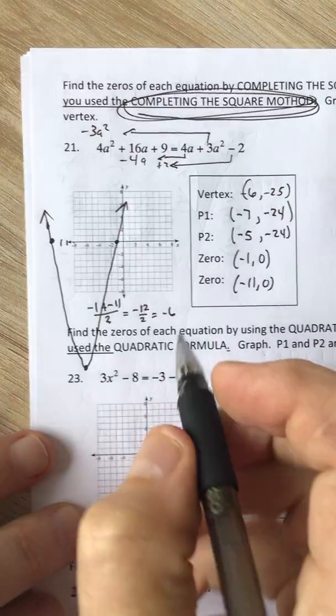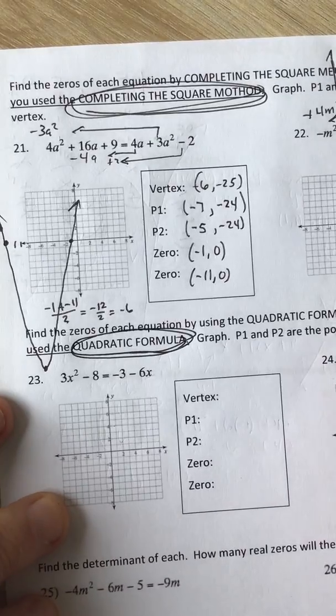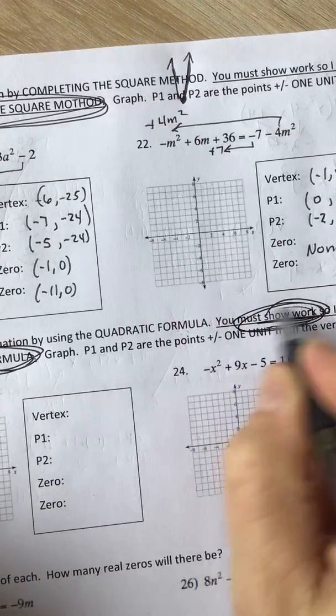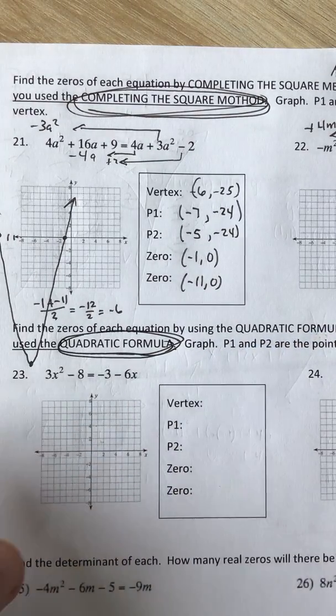Okay, on 23, they want us to do this one by the quadratic formula. So you must show enough work so I can tell that you did the procedure that was asked for. So this one is the quadratic formula.